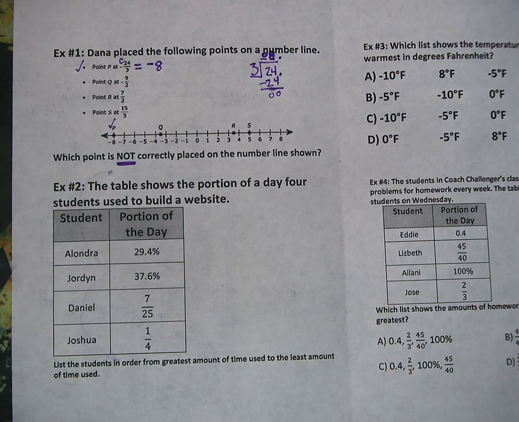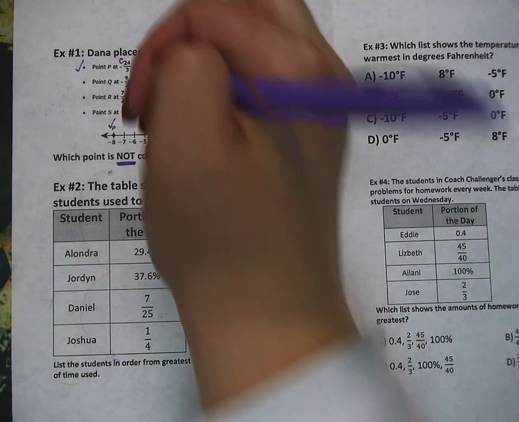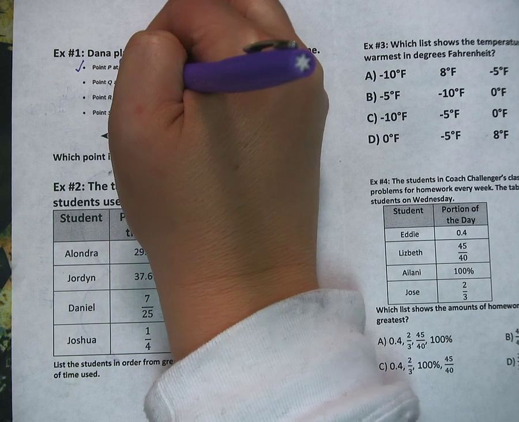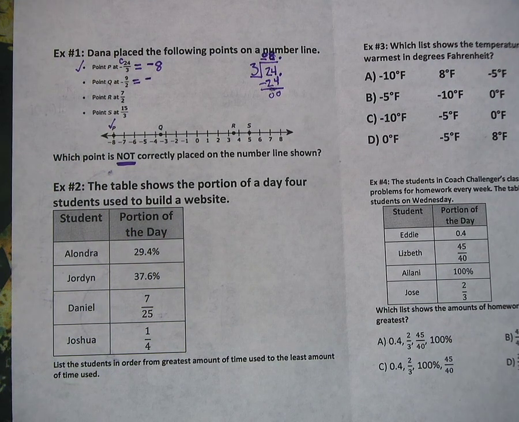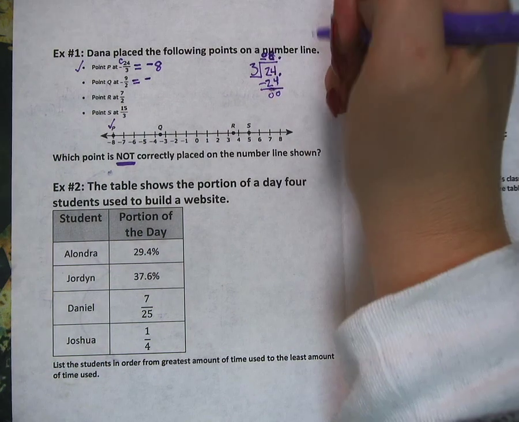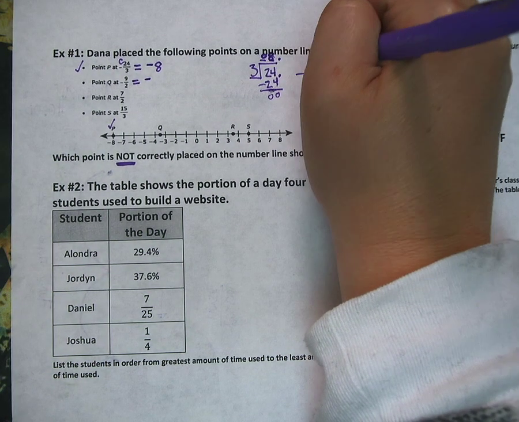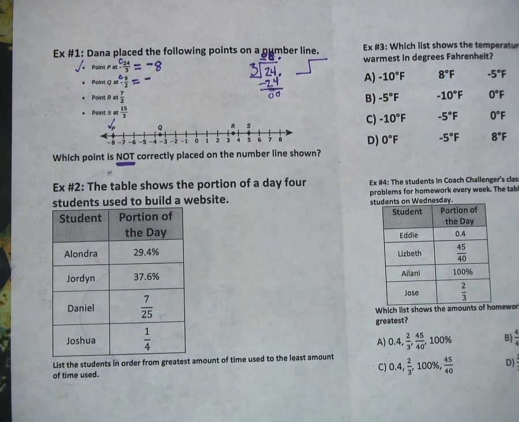The next one says point Q is at negative 9 over 2. So again, if the fraction was negative, then my decimal is also going to be negative. So I'm going to come over here and I'm going to divide. 9 is my cowboy, so I label it.